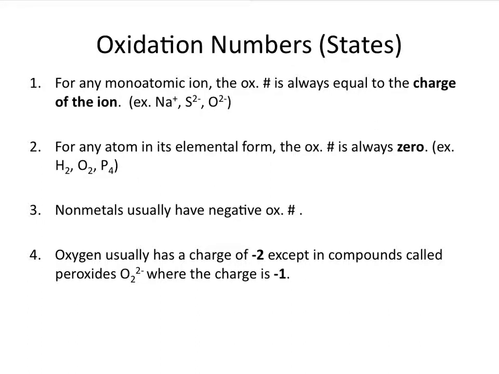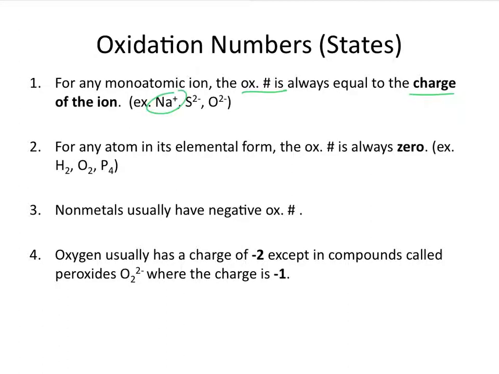So now that we understand that, let's look at oxidation numbers and how we're going to identify them. The first thing is that anytime we're dealing with monoatomic ions, so basically an element that is in its ionic state, where it has either lost or gained electrons, those ions are always going to have oxidation numbers that are equal to the charge on the ion.